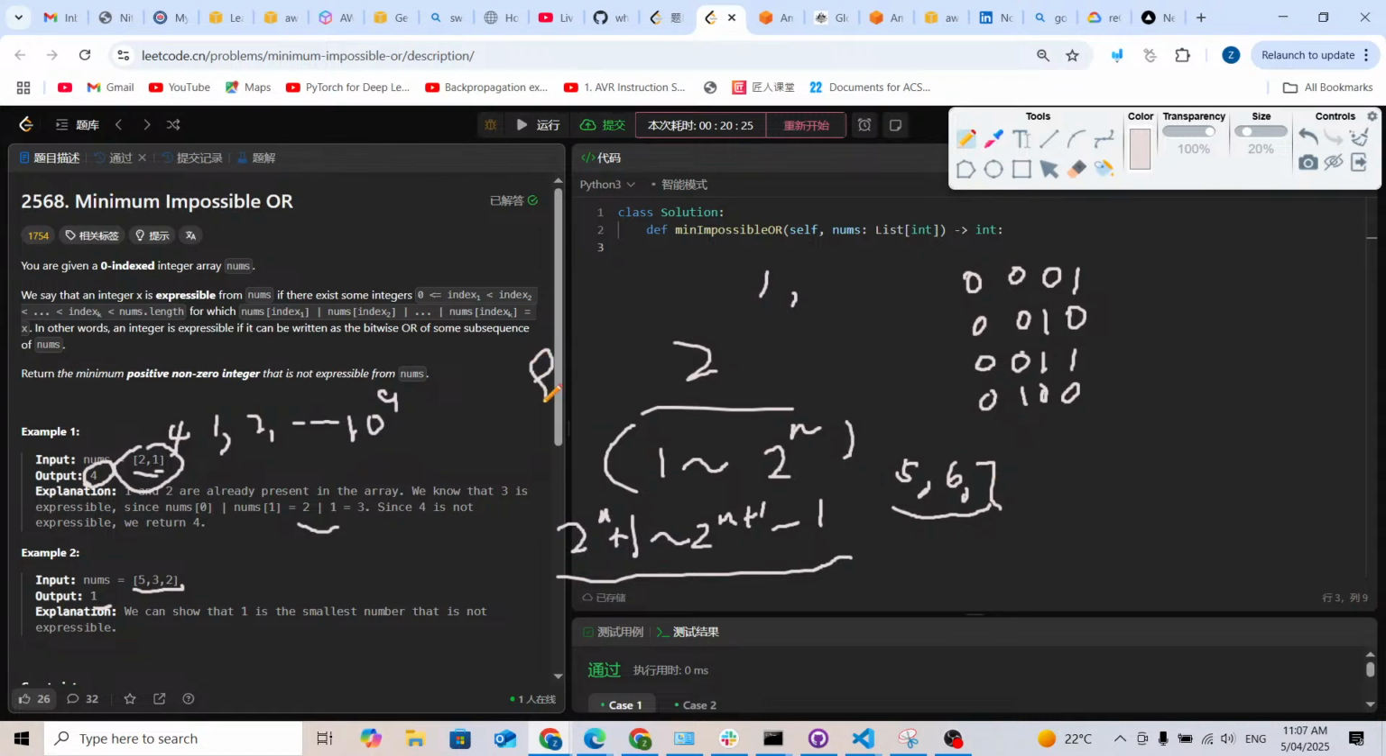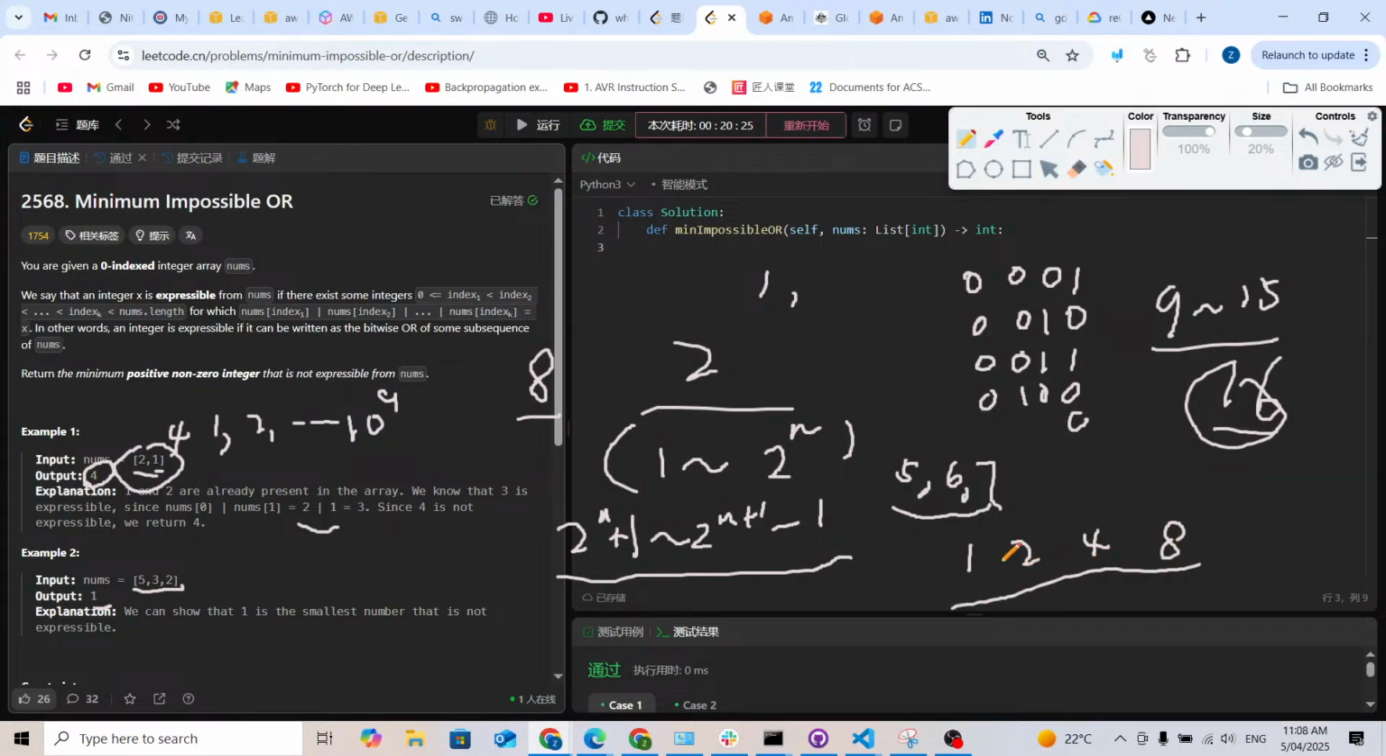So if we don't have 8, we're going to return 8. Otherwise, if we have 8, we're going to have more numbers, from 9 to 15. We don't need to check those until we check 16. So from the numbers 1, 2, 4, 8, 16, we just check all those powers of two. If a number is not inside the set, we return it. This is the minimum non-expressible number from nums.